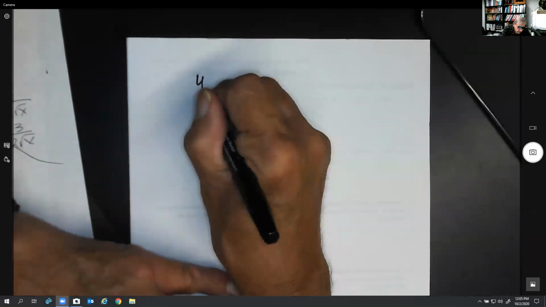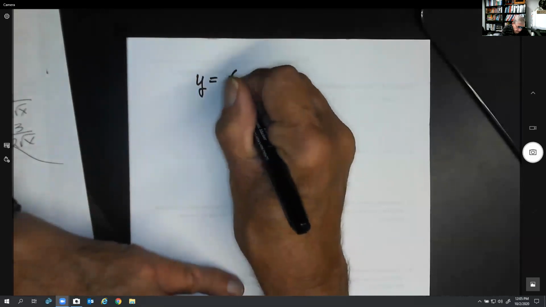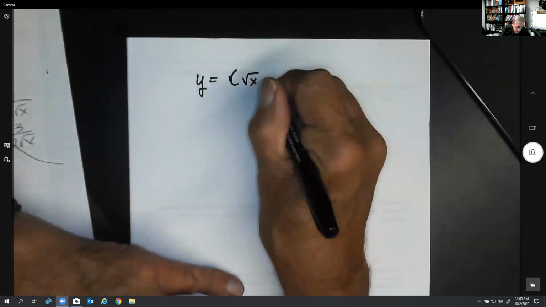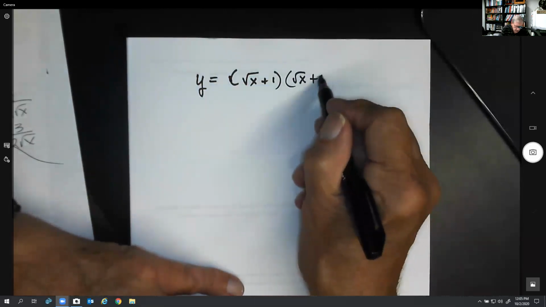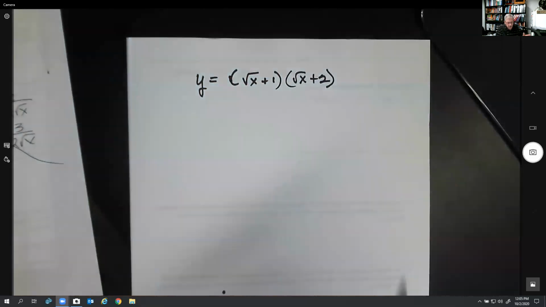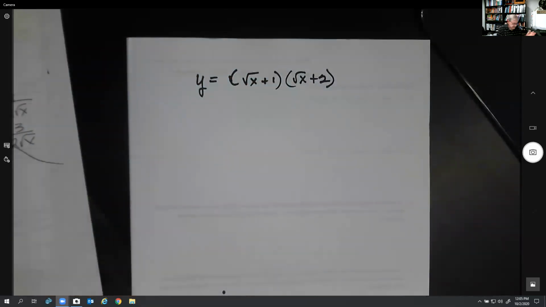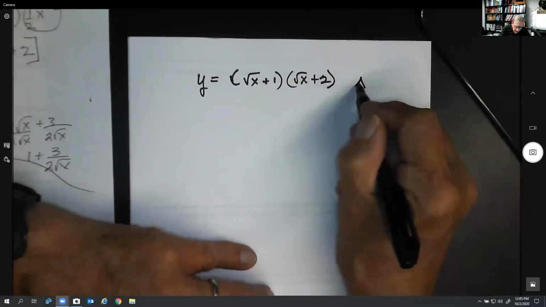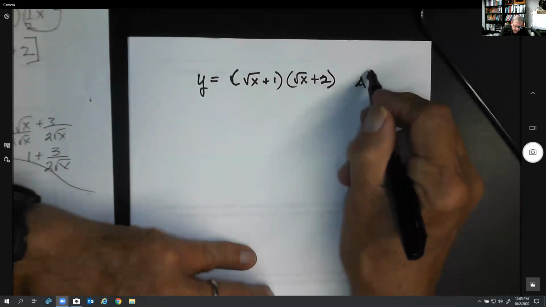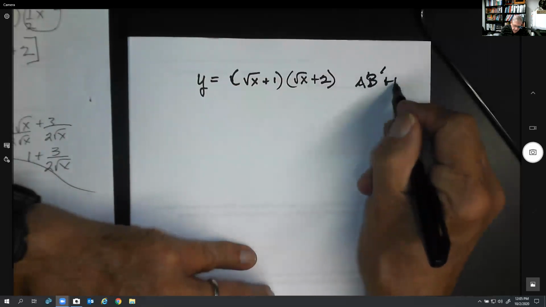Let's look at the second problem. The same thing kind of happened on the second problem. You had y equals the square root of x plus 1 times the square root of x plus 2. Of course, it would have been easier just to do a FOIL and then take the derivative. But again, they wanted you to get practice with the product rule, AB prime plus BA prime.